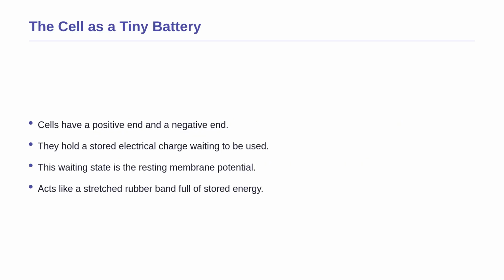To begin our journey, let us think about a simple AA battery you might put into a television remote. Just like that battery, your body's cells have a positive end and a negative end. When a battery is just sitting on a table, it holds a stored electrical charge, waiting to be used. In the human body, this waiting state is called the resting membrane potential. Think of it like a stretched rubber band. It is not moving right now, but it possesses a massive amount of stored energy ready to snap into action the moment it is released.